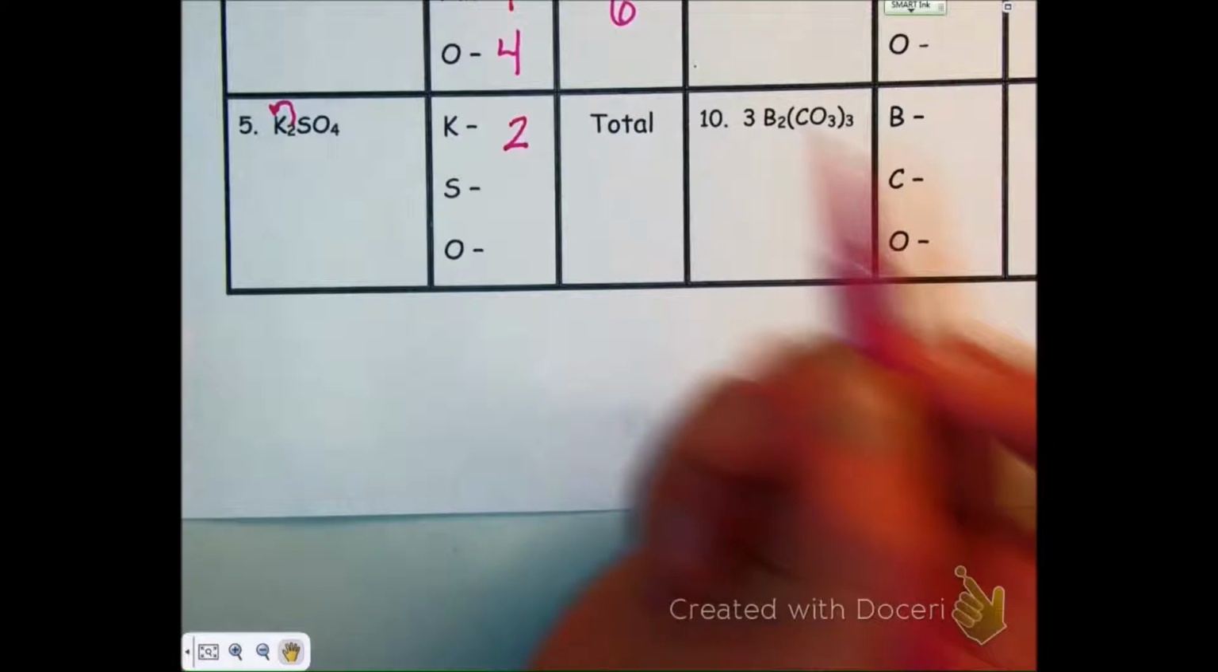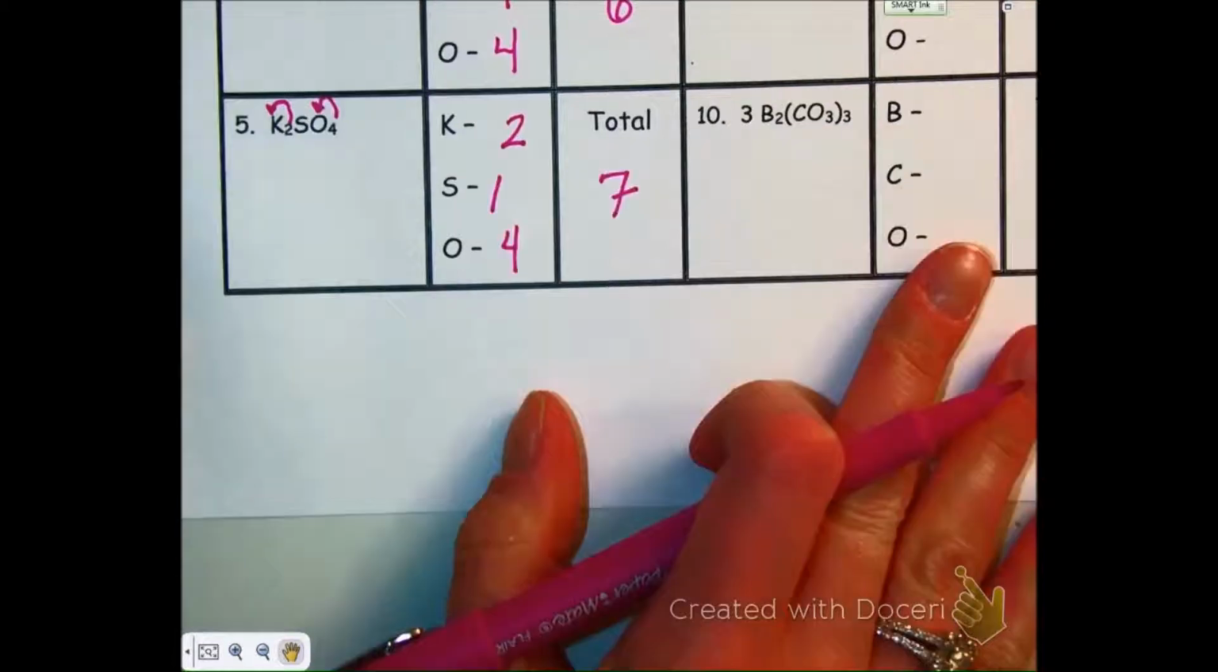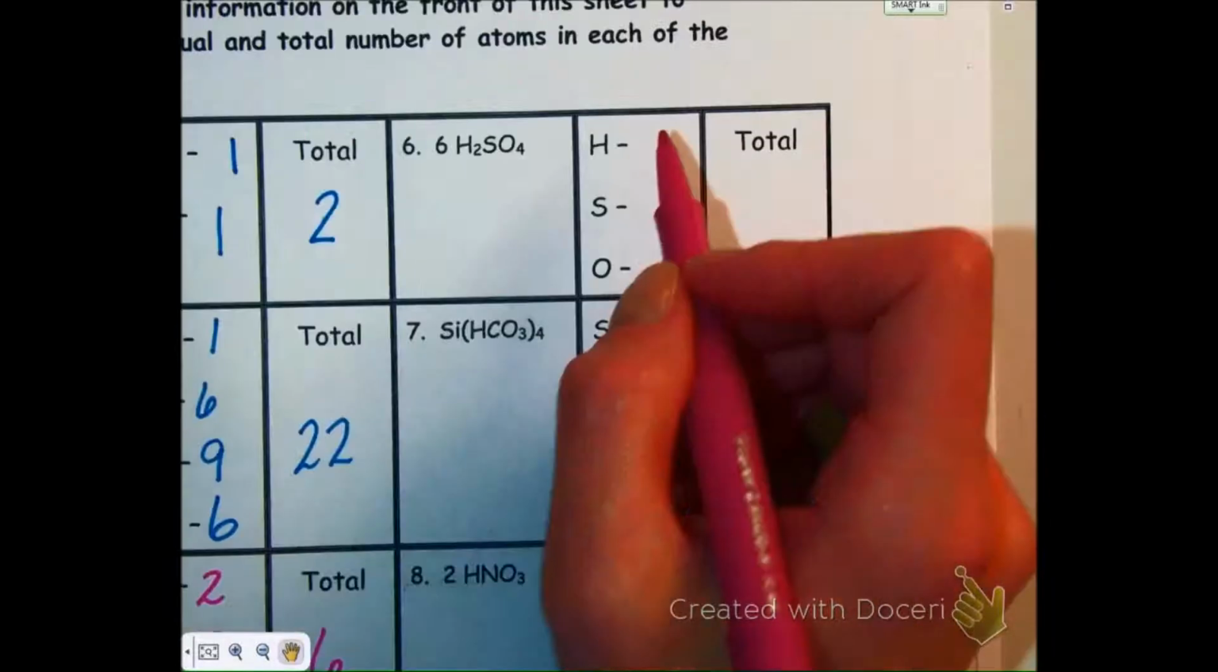Questions so far? Number 6, we have now a coefficient along with several subscripts.